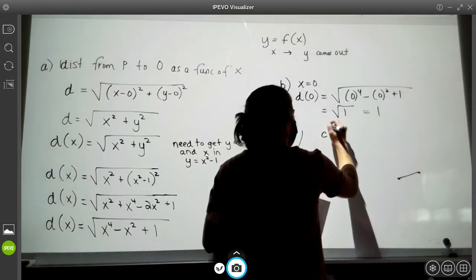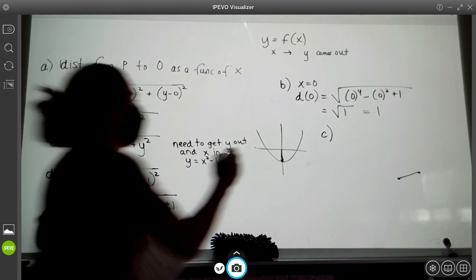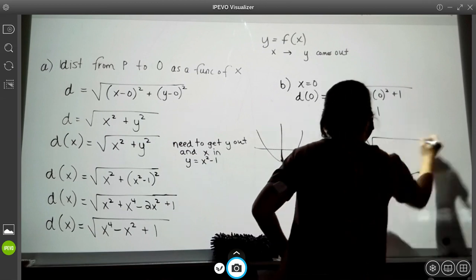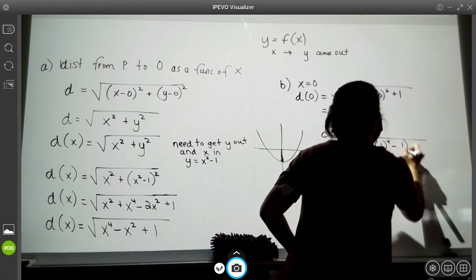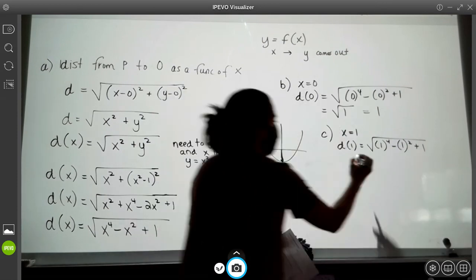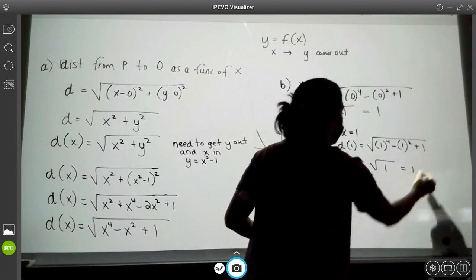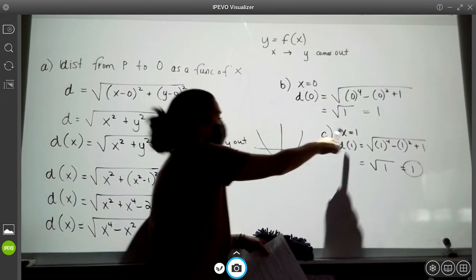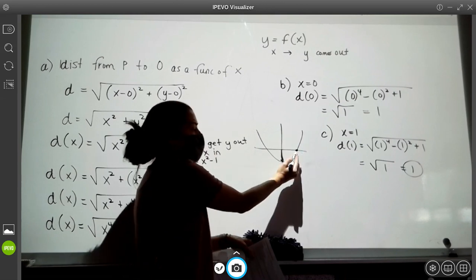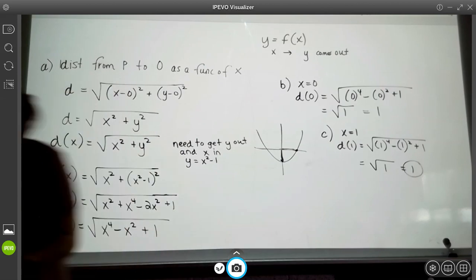All right, look at part C. Part C says, what's the distance if x is 1? Let's plug 1 in. It's going to be the square root of 1 minus 1 is 0, plus 1. It's also 1. Because now, if x is 1, 1 squared minus 1 is 0. That puts you right here. You're at the point 1, 0. So when you're at the point 1, 0, how far away from the origin are you? 1 unit. It works.